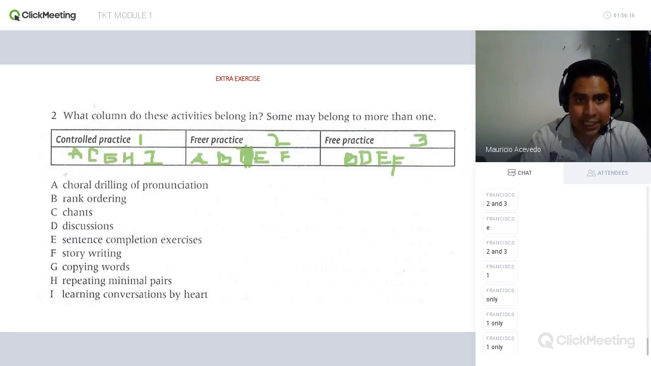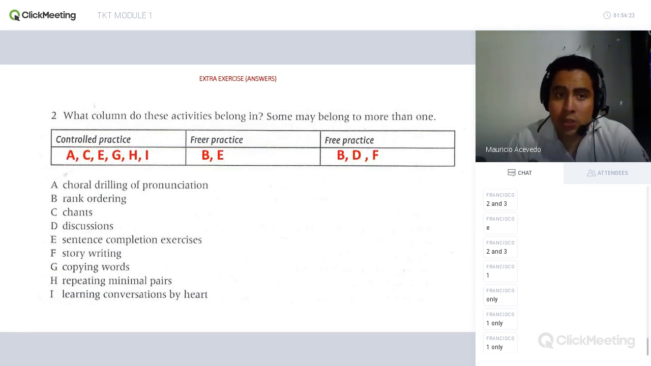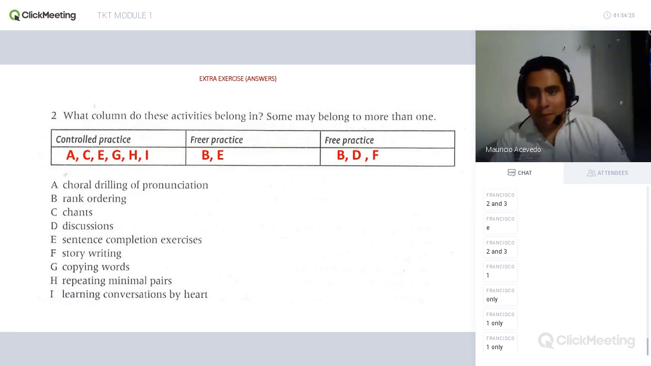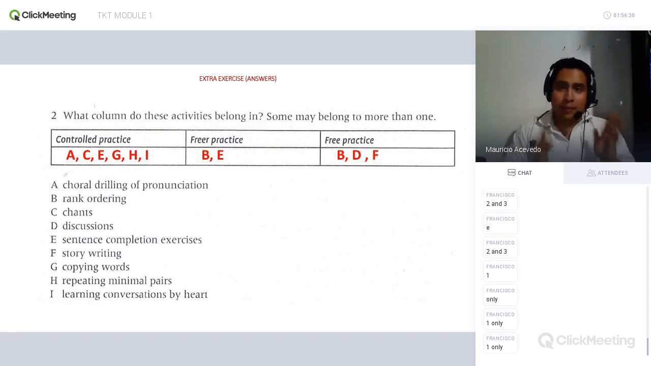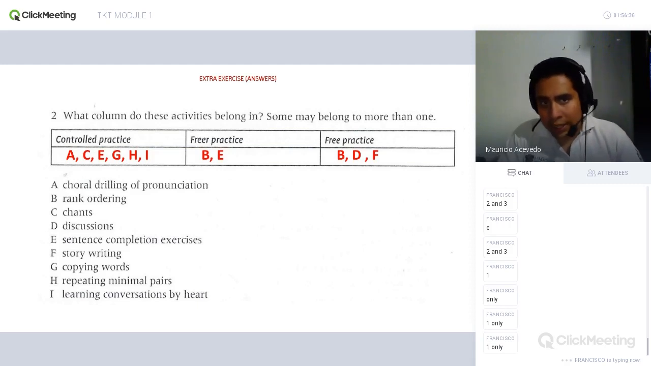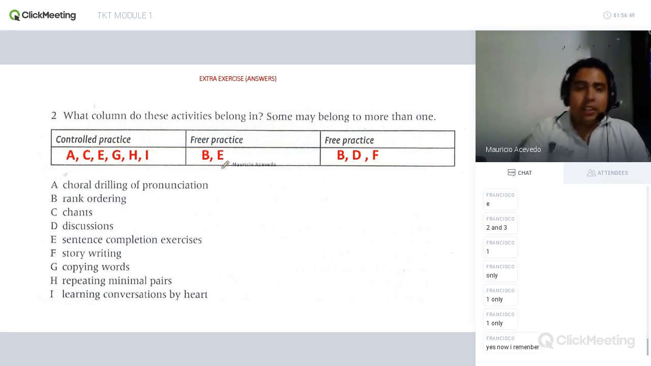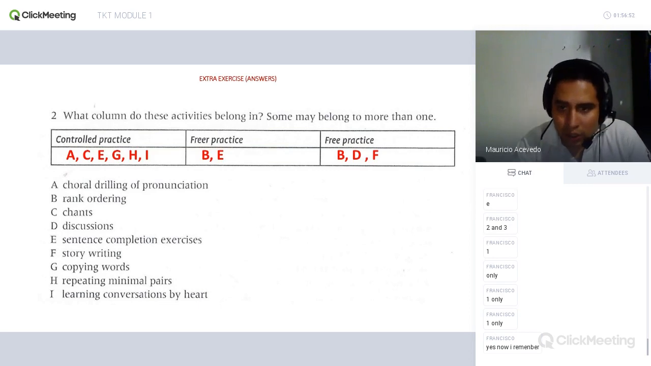It's ACGHI, but also E, because E says sentence completion exercise. So it's like the can and can't. Do you remember, Francisco? In the very first exercise, you can have it controlled because you only have to use can or can't. So this is basically why this is E also. Okay. For freer practice, we have, I think, four, and there are only two, which are B and E only. A and F, no.